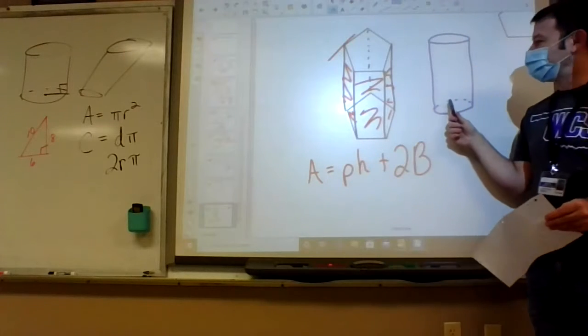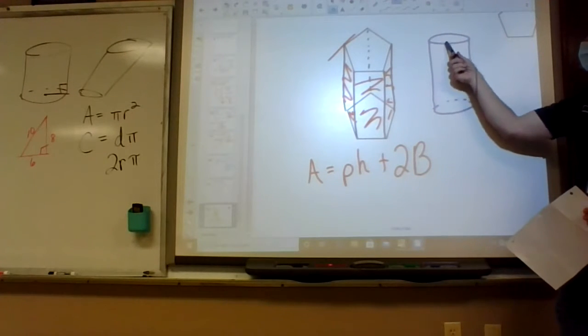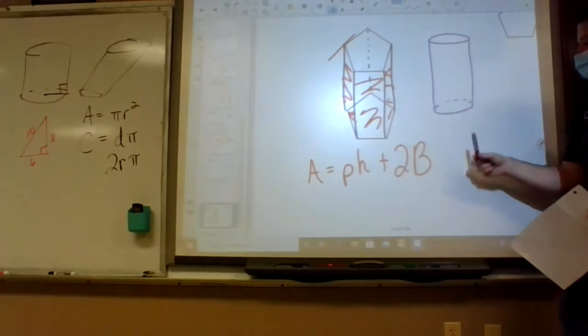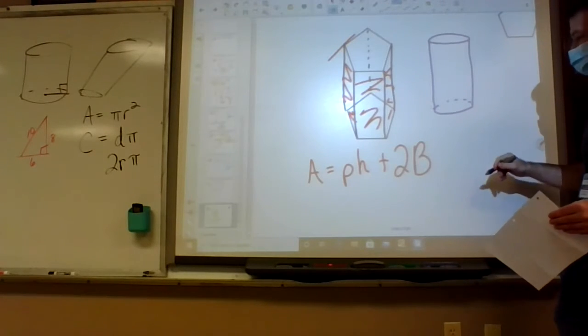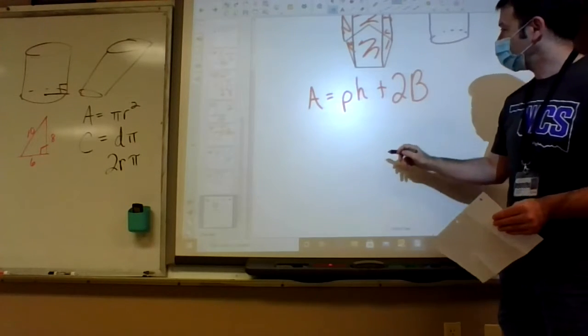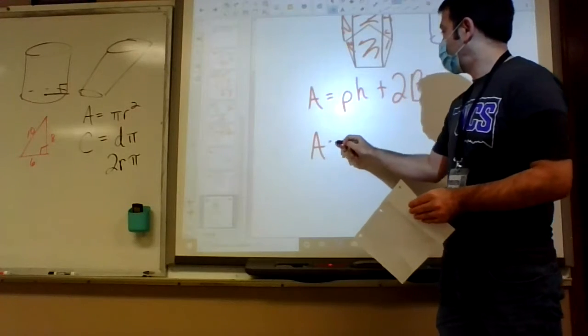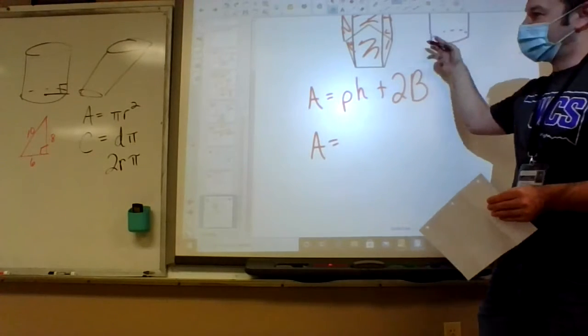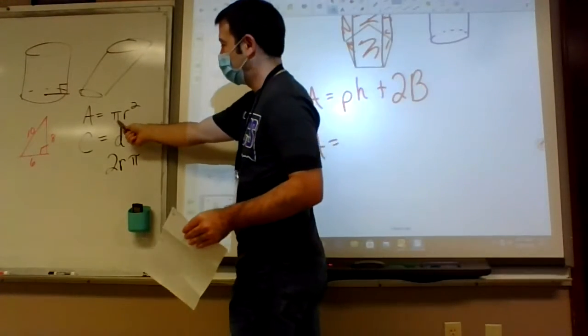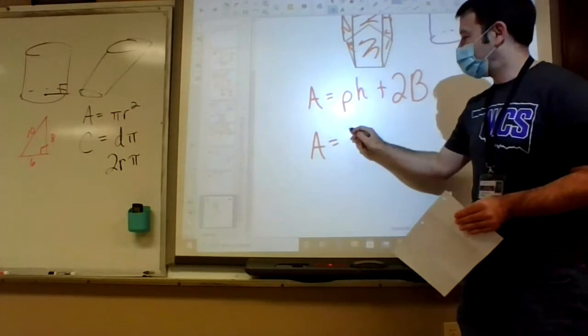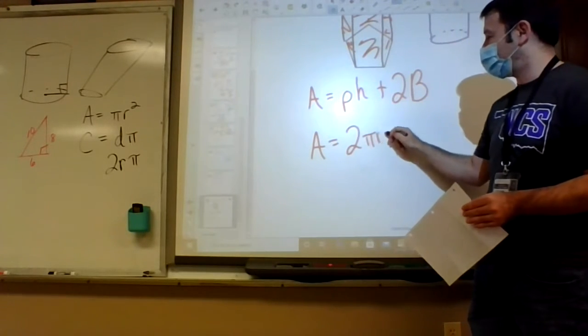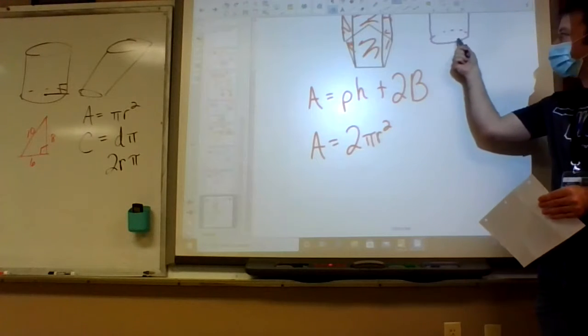Okay, what about cylinders? Cylinders are kind of the same thing. It's got two circles. What was the area of a circle? Pi r squared. Yeah. But since there's two of them, it'd be 2 pi r squared. That would give you the two bases.